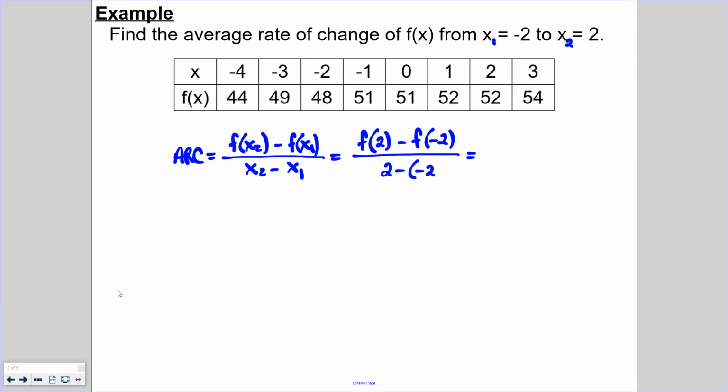Alright, so then to evaluate f of 2, we just need to look at the chart. We can see that right here x equals 2, which means f of 2 is going to be 52. Minus, then we can go to the chart, we can find x is -2 right here, which means f of -2 is going to be 48. And that's all over 2 minus a -2 becomes 2 plus 2. So this is going to give us 4 over 4, or an average rate of change of 1.